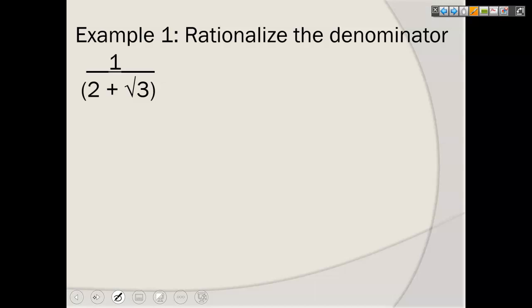So if I have the fraction 1 over 2 plus the square root of 3, a square root is a no-no in our denominator. So we are going to multiply by its conjugate. The conjugate is the opposite of the second term. So we are going to multiply by 1, which means I have to multiply by the same thing on top and bottom.